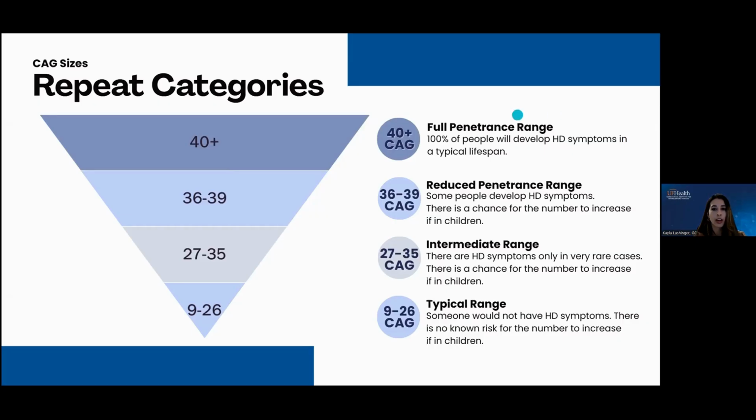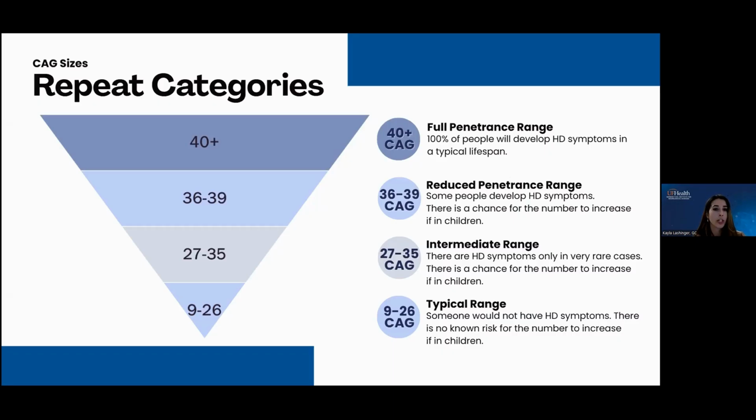And then in the full penetrance range, that means that 100% of people who fall into this range will develop some type of Huntington's disease symptoms as long as they live a typical lifespan into their 70s, 80s. Then it can continue to jump up for children, but sometimes it can actually stay the same or contract in rare cases. In these ranges, it can tell you if you will or will not develop symptoms, but it doesn't tell us what type of symptoms, their severity, or how their progression will look.